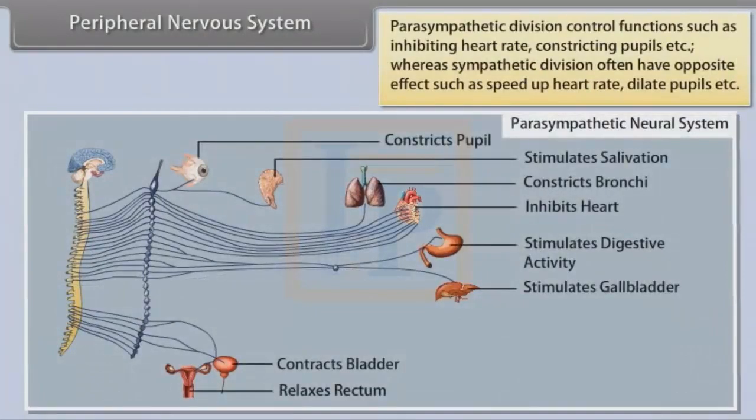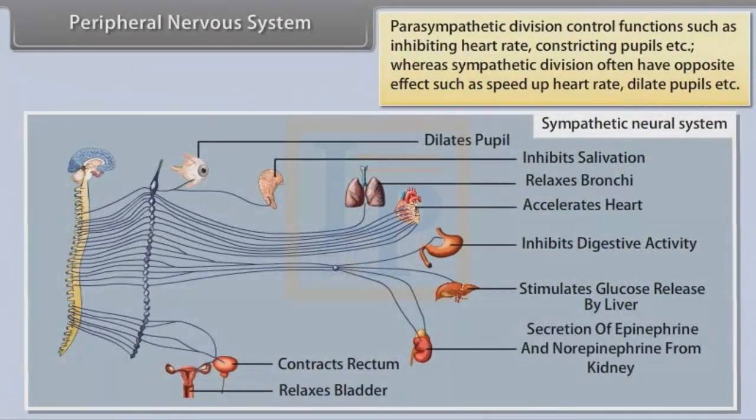Parasympathetic division control functions such as inhibiting heart rate, constricting pupils, etc., whereas sympathetic division often has opposite effect such as speed up heart rate, dilate pupils, etc.